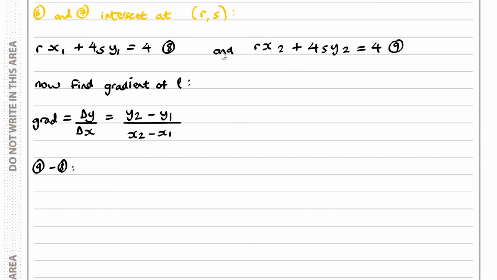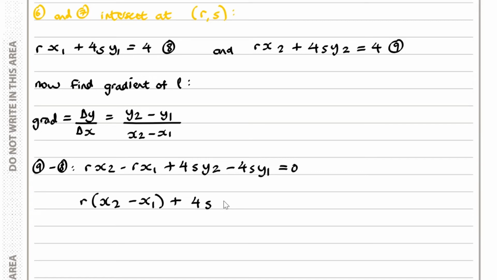We have rx2 minus rx1, and then we have 4sy2 minus 4sy1, and this is equal to 4 take away 4, which is 0. So let's factorize. We have r lots of x2 minus x1 plus 4s lots of y2 minus y1, and hopefully from here we can rearrange to get y2 over y1. We can find out a value for this.